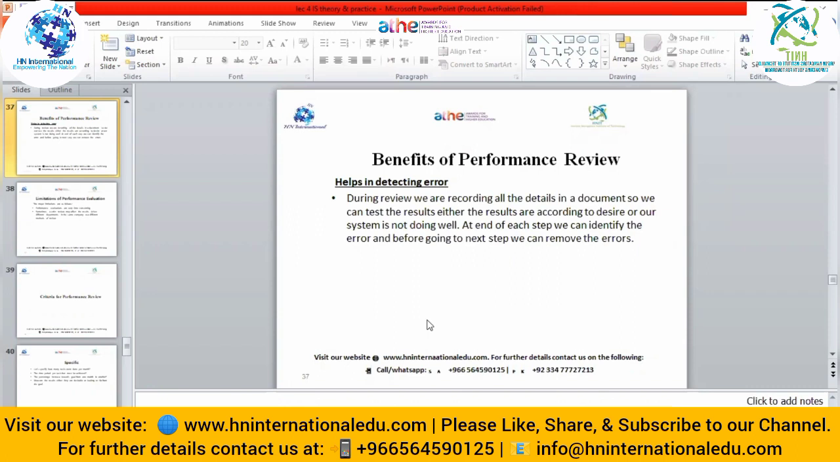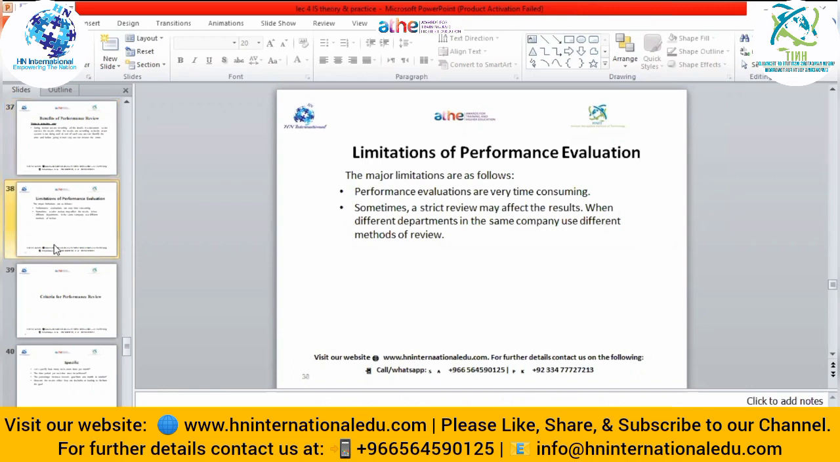During the review we are recording all the details in the document, so we can test the results, whether the results are according to desire or our system is not doing well. At the end of each step, we can identify the error, and before going to the next step, we can remove that error. Now that were the benefits of reviewing our information system.